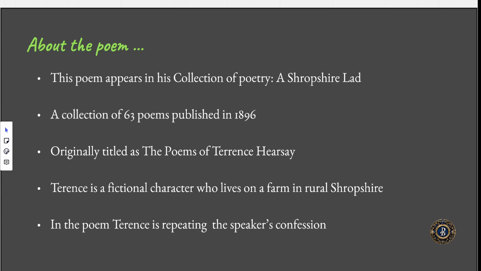Terence is a fictional character mentioned in some of the poems of A. E. Housman. Terence is often seen as a symbol or representation of the young, carefree spirit of youth, and his name appears in many of Housman's poems as a way of evoking feelings of youth, innocence, and optimism. In this poem, Farewell to Barn and Stack and Tree, Terence is the one who's repeating the speaker's confession.